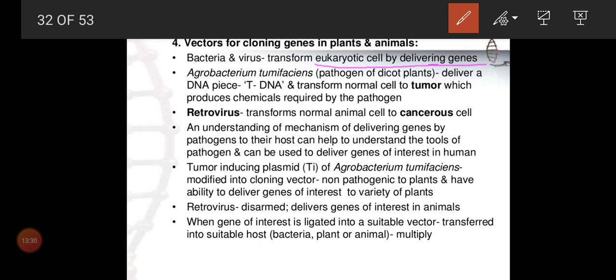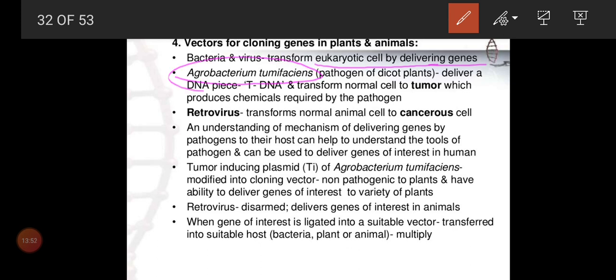So here, what you want to remember? Under prokaryotes we will always prefer Escherichia coli. Under eukaryotes, some plant cells, some animal cells, and most probably a fungus, that too yeast. So bacteria and virus transform eukaryotic cells by delivering genes only. So we'll see only one example.